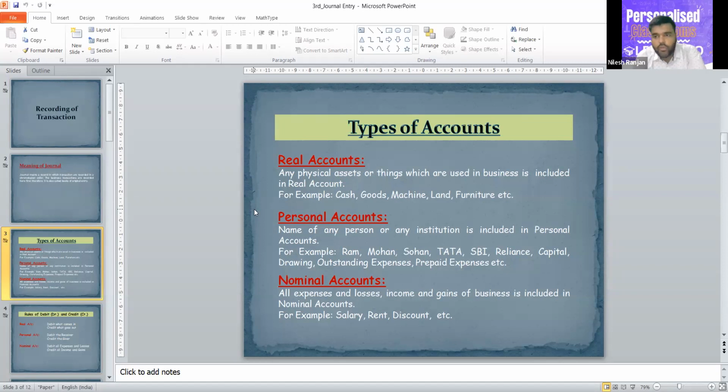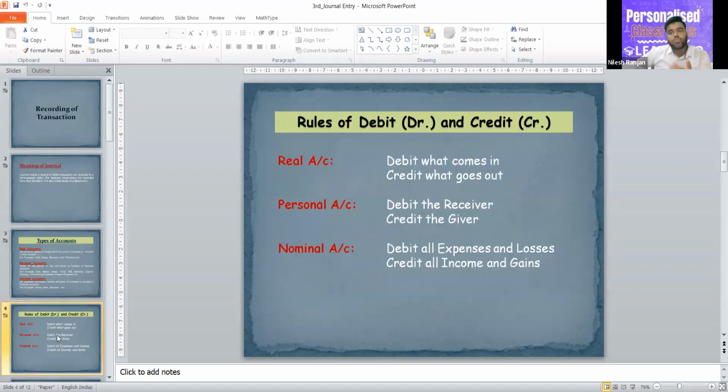Now, if you have studied journal entry, do you remember the rules of debit and credit? Actually, that is the only thing that I don't remember. Okay, no problem. The rules of debit and credit are also called the golden three rules.